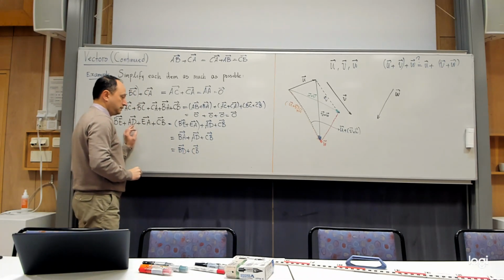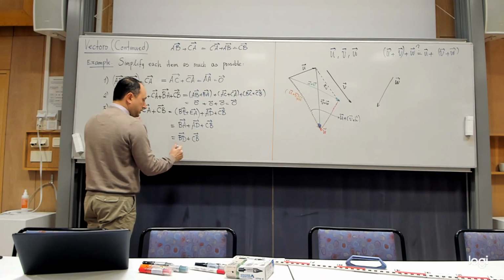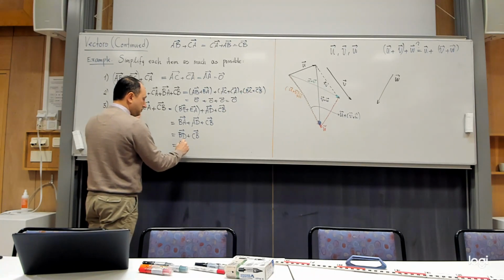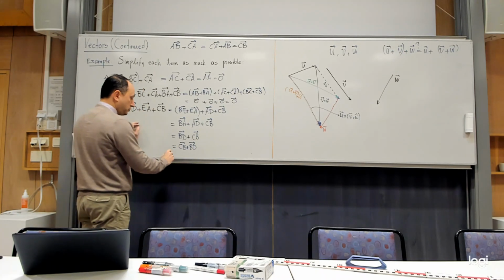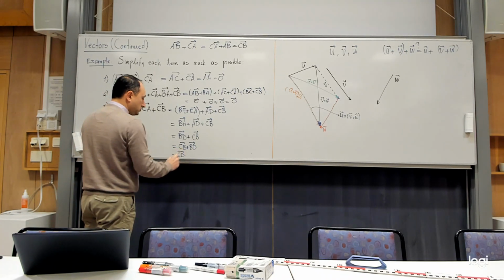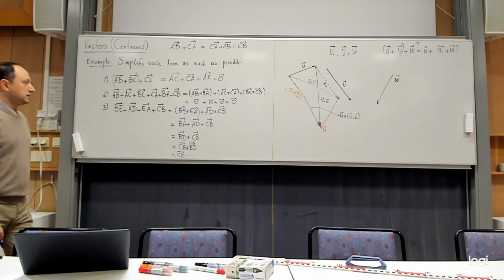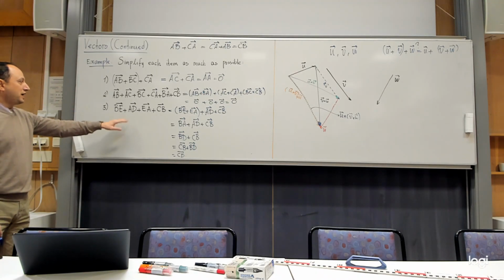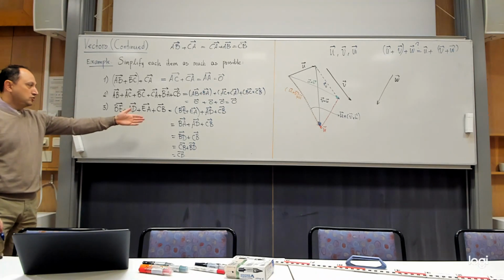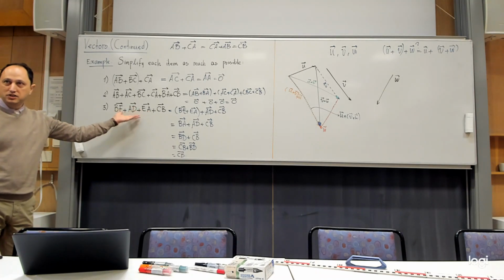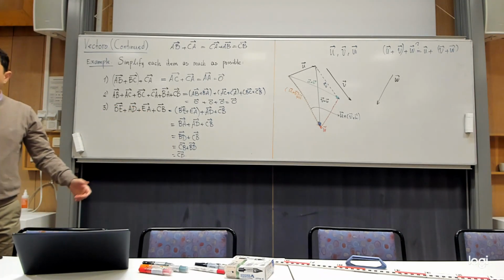And again, I can commute them, so it becomes CB plus BD. Now it becomes the Chasles rule, so it becomes CD. So you see, the Chasles rule is very good. If you don't have this rule, you have to draw pictures. So doing algebra is a little bit easier than drawing pictures. But sometimes it is inevitable.